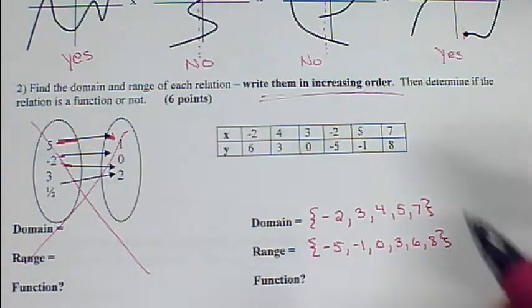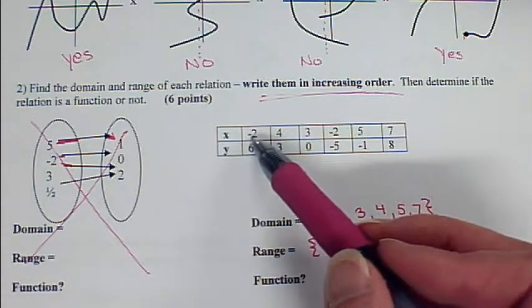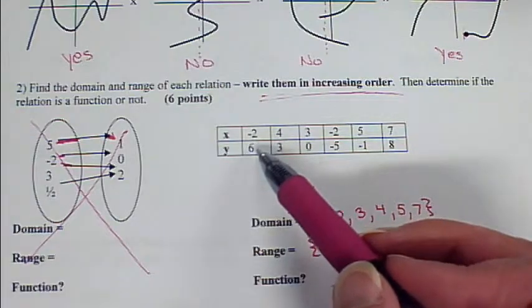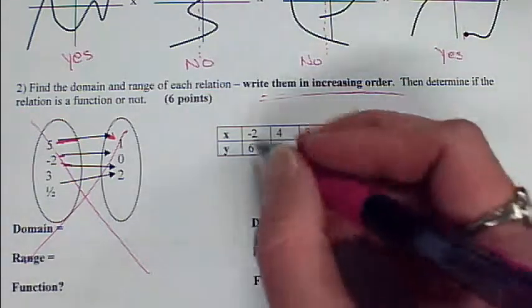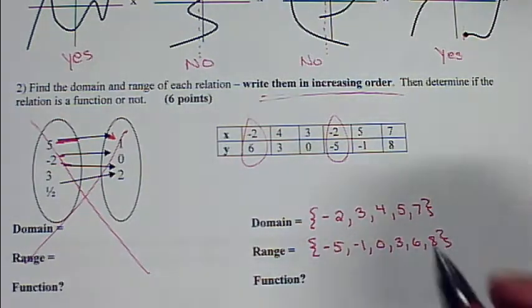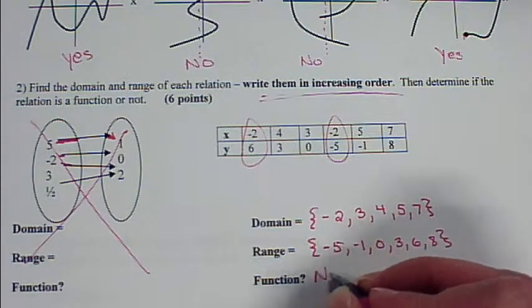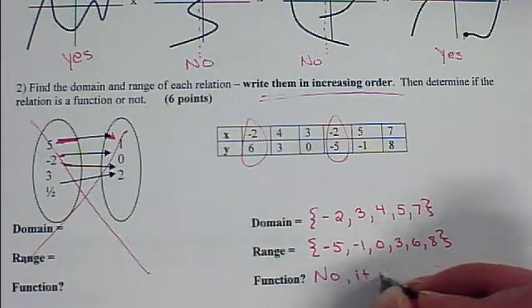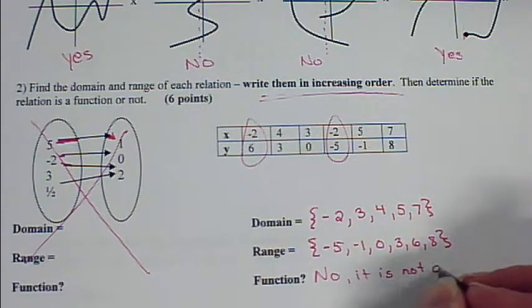Now we look to see if it's a function or not. So we check to see that each x value is paired with only one y value. Uh-oh. -2 is paired with more than one y value. So no, it is not a function.